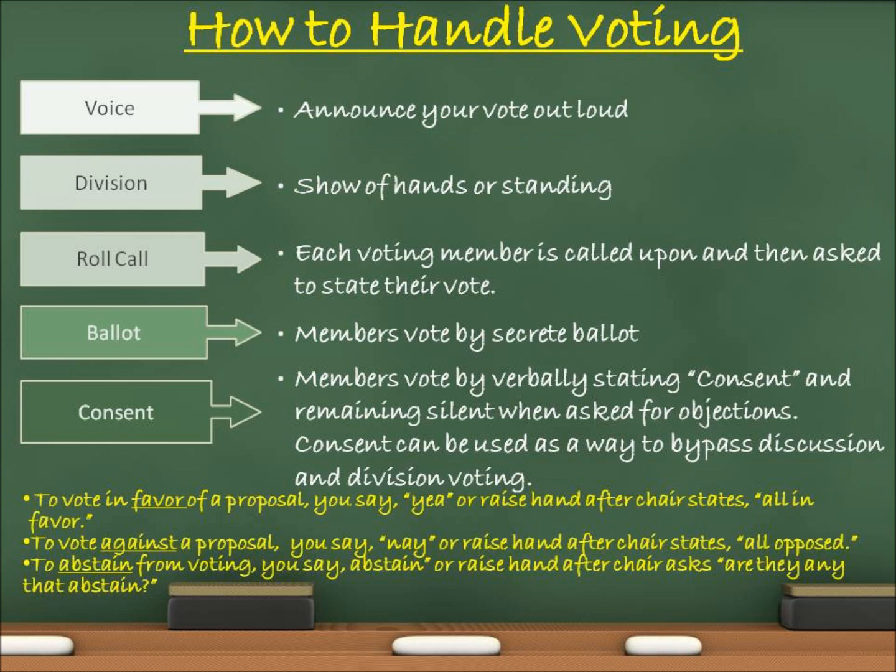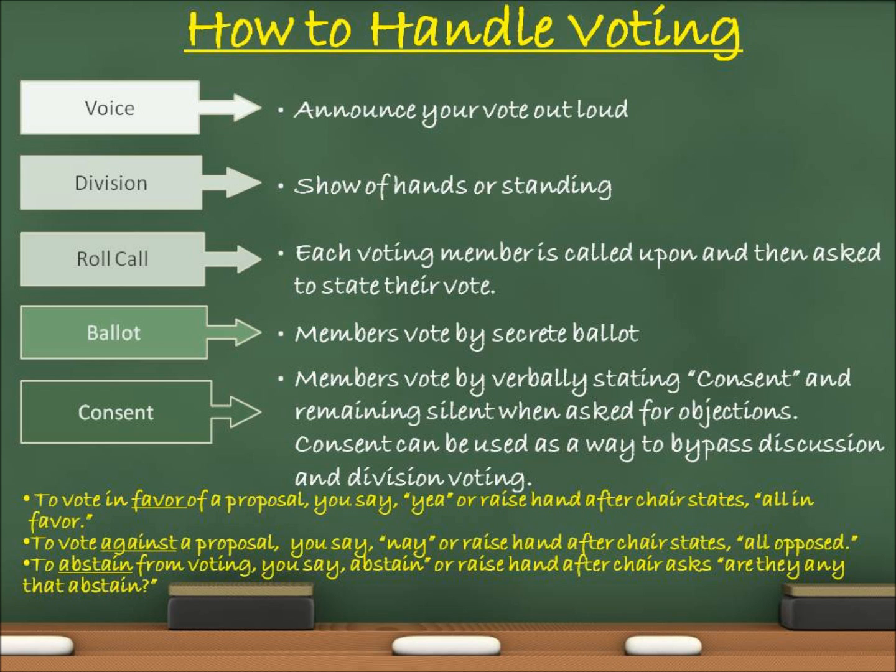After going through the motions, they usually end up in a vote. So let's take a look at how to handle voting. One way is by voice. Voting members announce their votes out loud. Next is by division, which is a show of hands or standing. For roll call, each voting member is called upon and then asked to state their vote. For ballot, the members vote by secret ballot.